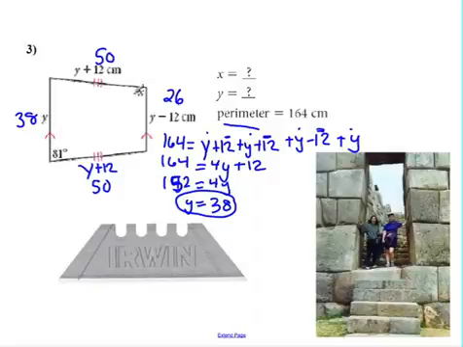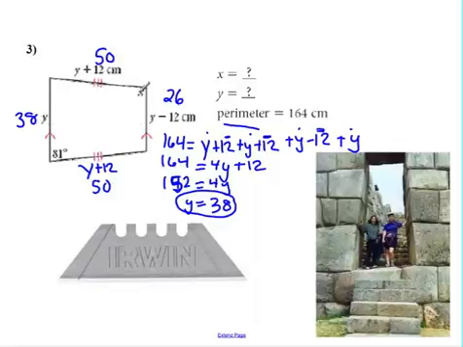Sometimes it mixes students up when the bases are not on the top and bottom. The bases can be on the right and left side just as easily, and the legs be on the top and bottom. You just have to realize what sides are the same and what sides are parallel. The parallel sides are always going to be the bases.